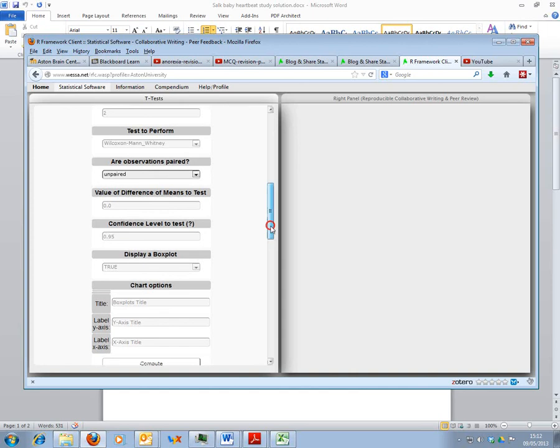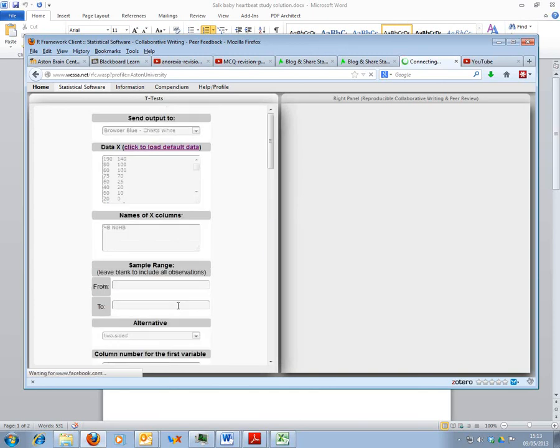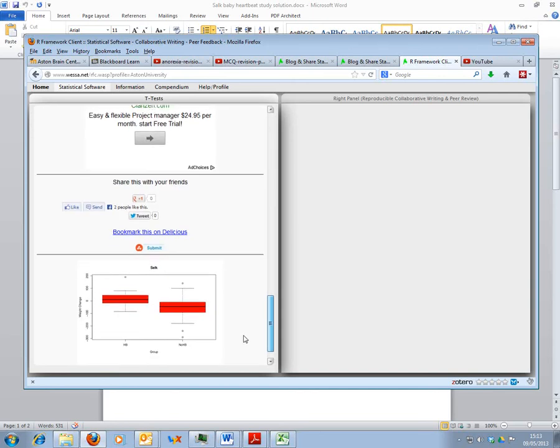Okay? I'm going to display a box plot, and I'm going to put some titles in. This is all study, isn't it? So I'll put Salk in there, which is the guy that did it. Label the y-axis, that's the dependent variable, that's weight gain, isn't it? Weight change. And on the bottom here we've got the group that they were in. And then compute that. So down the bottom.